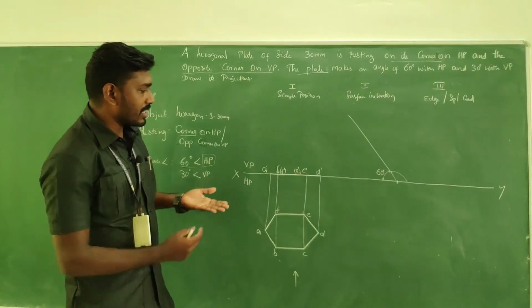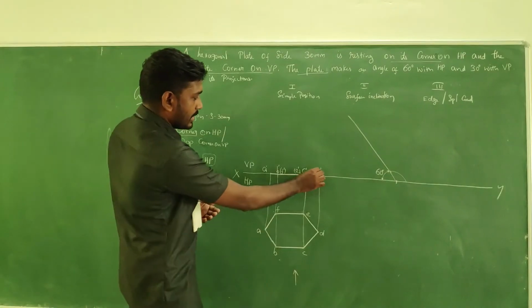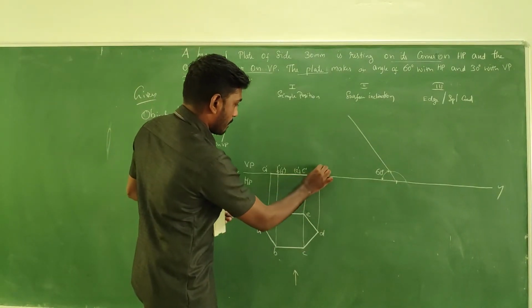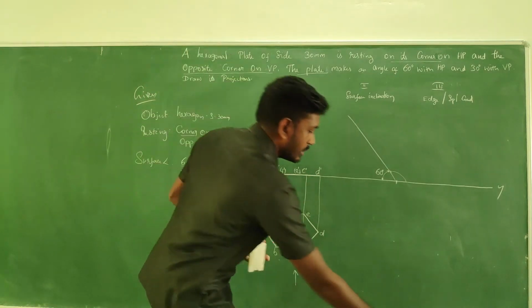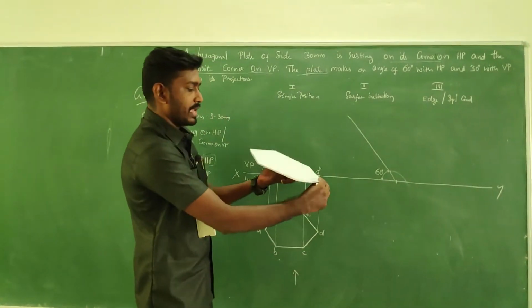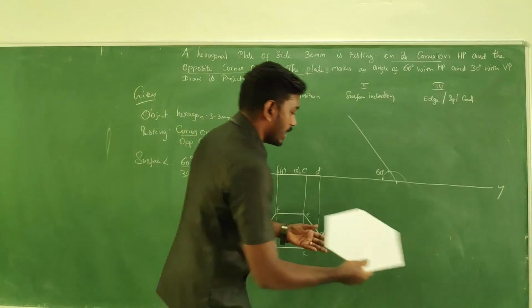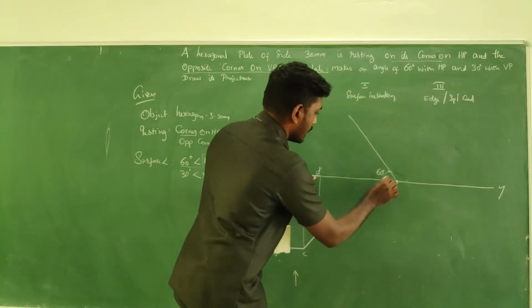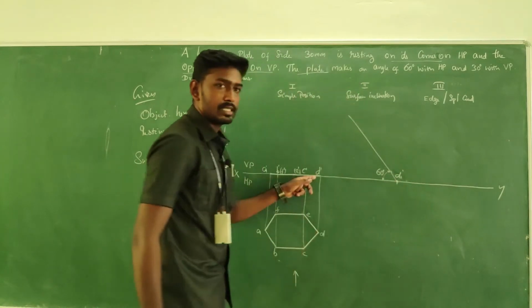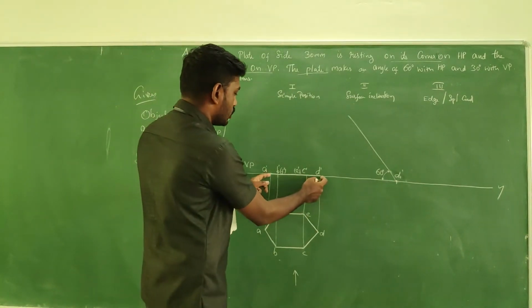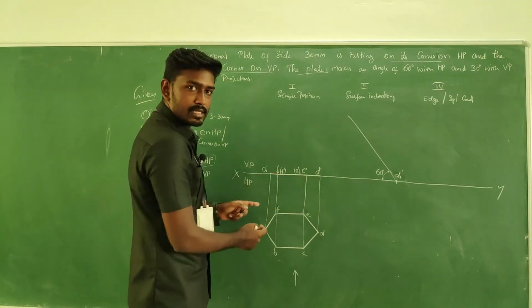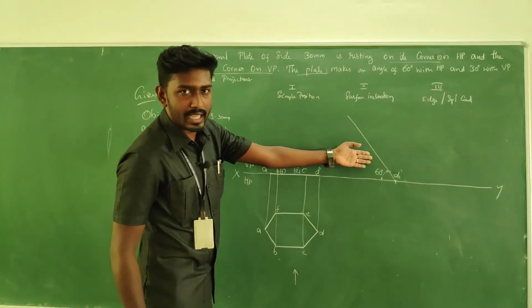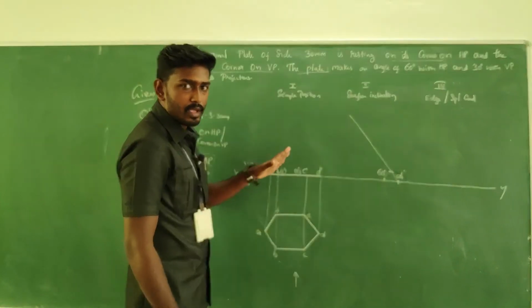Okay, and when you are tilting the object, the D will be resting on HP. So I am going to take this point as D1 dash. Afterwards, take the measurement of each point and just transfer it over the inclined line. You will get the front view.